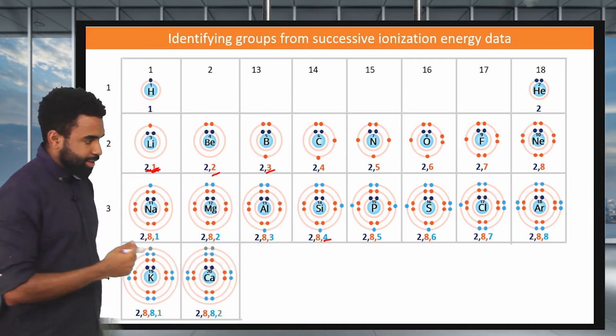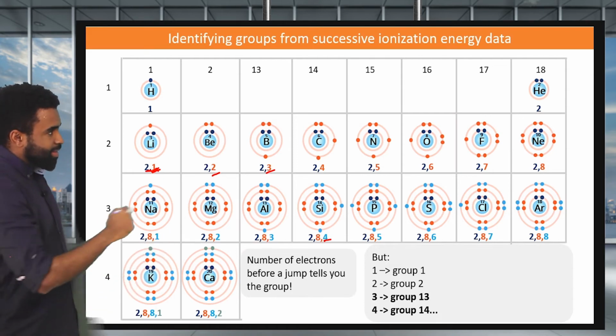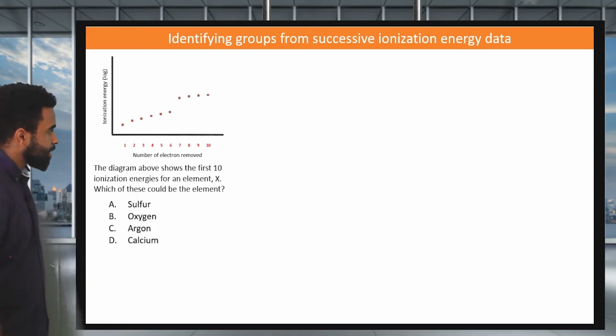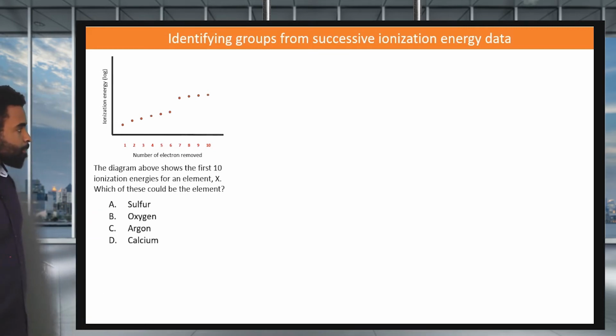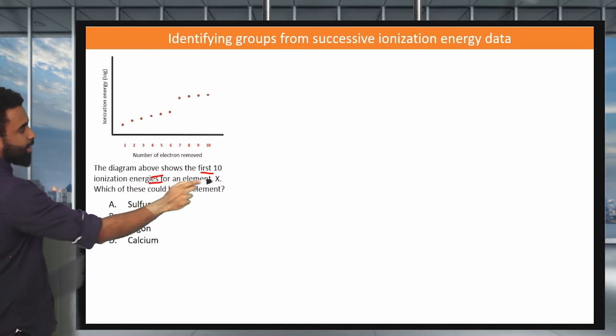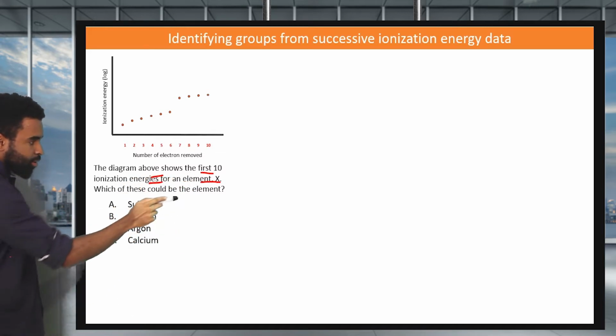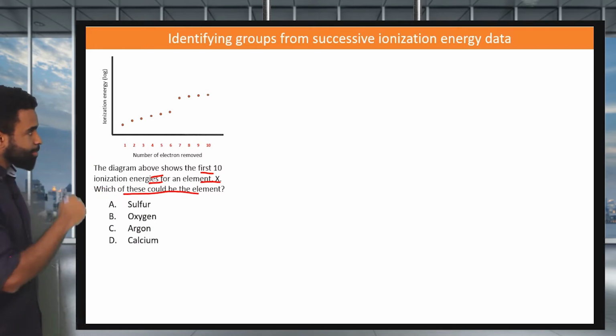And the number of valence electrons we can get from the successive ionization energy data. That is what I just said, so I'll skip through it. Let's try this question. Pause the video and read it and see if you can give it a go. It says, the diagram above shows the first 10 ionization energies for an element. Let's call that element X. Which of these could be the element? Again, pause the video, try to work through it.